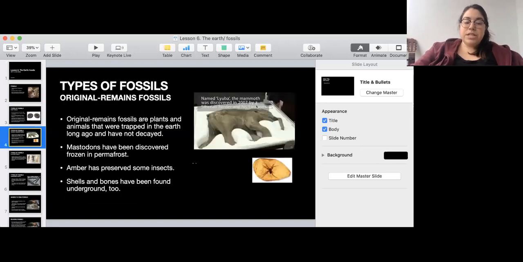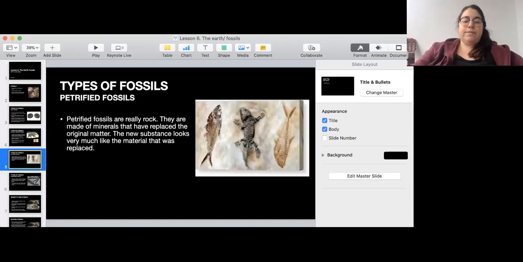And then we have original remain fossils. Those are plants and animals that were trapped in the earth long ago and they haven't decayed. For example, mastodons that have been discovered frozen in permafrost, or insects that have been preserved by amber. Remember that sap from trees? And shells and bones have been found underground too.